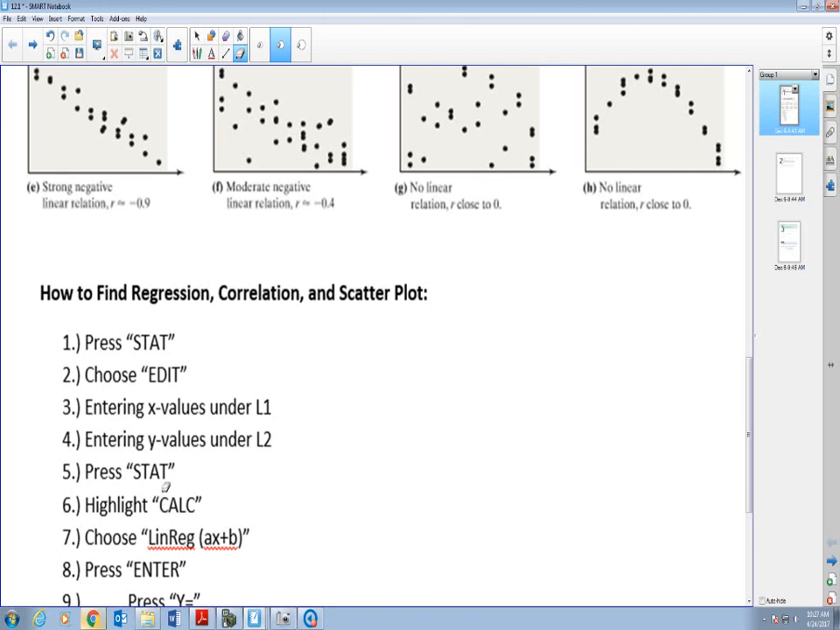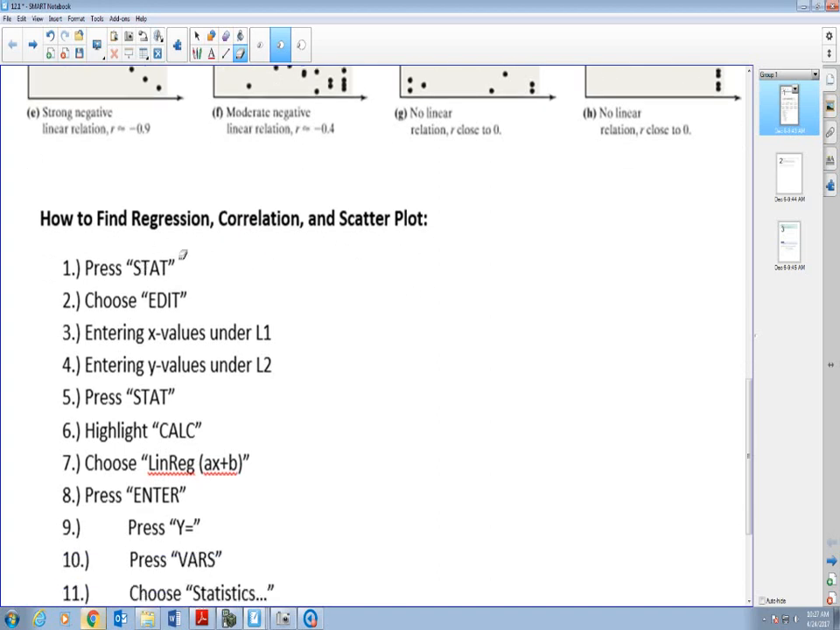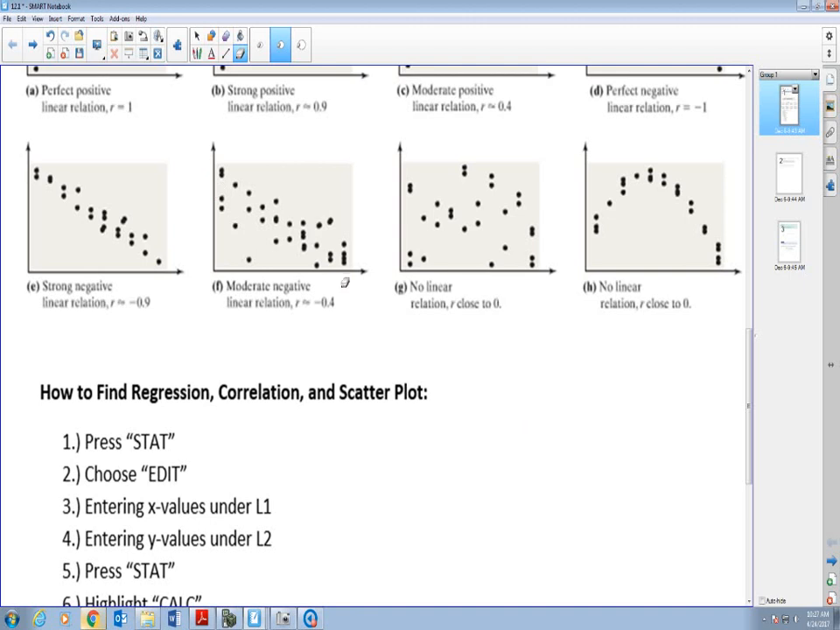I'm going to show you how to find something called the regression. We will do the correlation coefficient R, and I will show you how to do scatter plots. Regression is referring to the line that will be the best fit through the data. I will officially introduce that word in the next section.